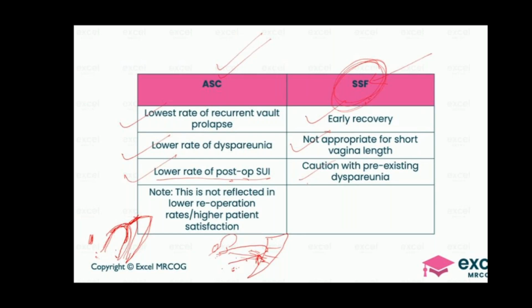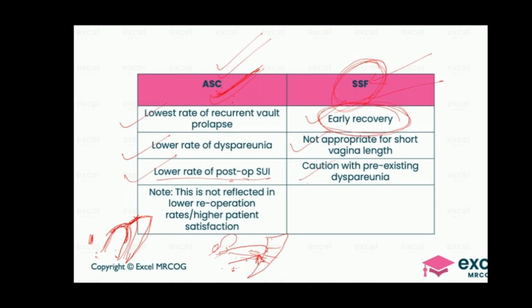Okay, so what you need to know is abdominal sacrocolpopexy has a lower rate of dyspareunia. It is preferred in sexually active. It also has a lower rate of post-op SUI. But you have also to look into whether the approach that is decided is vaginal or abdominal. So if it is vaginal hysterectomy, SSF makes more sense. Early recovery, because it is only vaginal, you're not opening the abdomen. So it is early recovery.